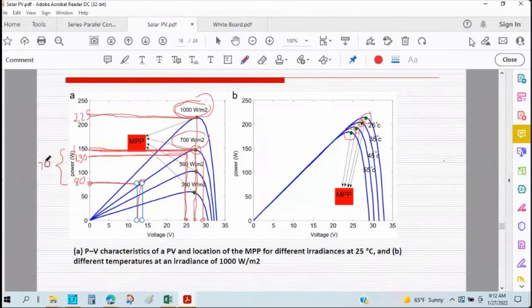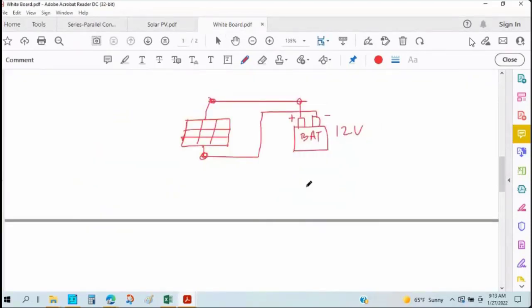70 watt. That's why I am trying to explain that we need to operate the solar panel at the maximum power point to extract maximum power from the solar cell. Otherwise, we will get less power from the solar panels. Does that make sense to all of you? Is that clear to all of you?